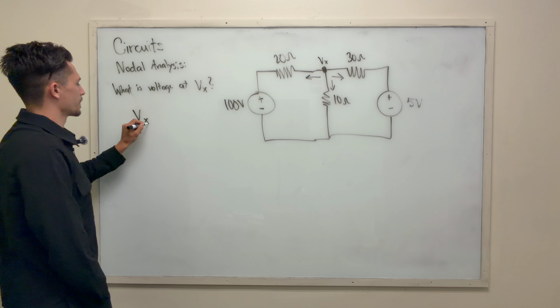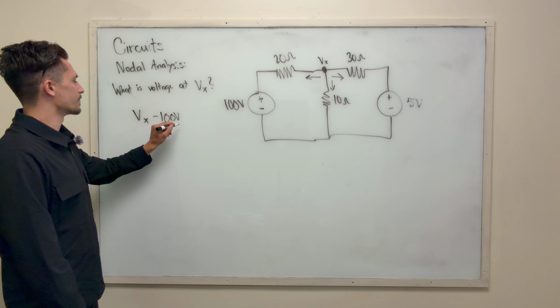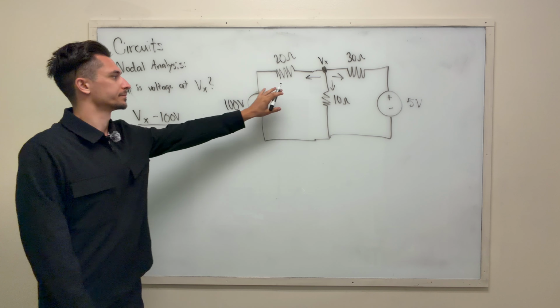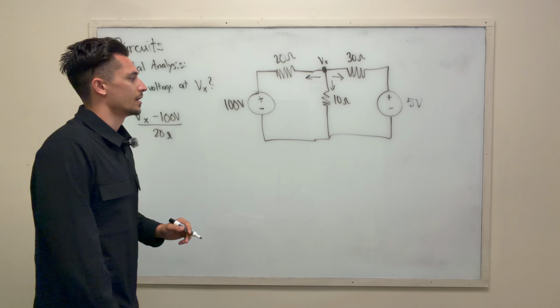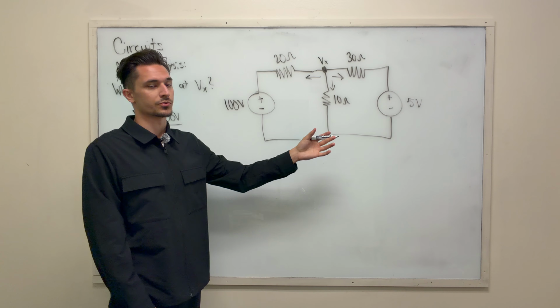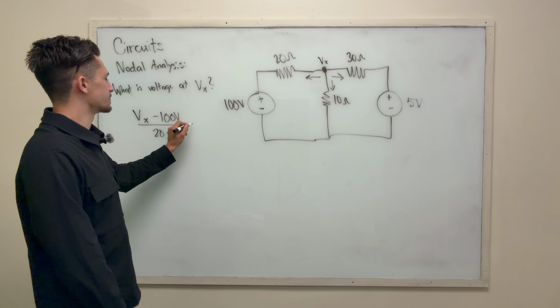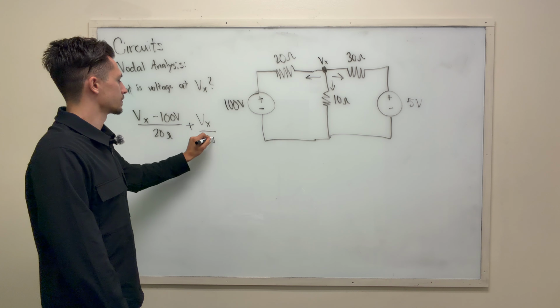Vx minus 100 volts divided by 20 ohms. So that's the first part over here. Next, we're going through this 10 ohm resistor. What's different about this is that there's no voltage source, right? We're just going through the 10 ohm resistor straight to ground. So all we do is plus Vx over 10 ohms.